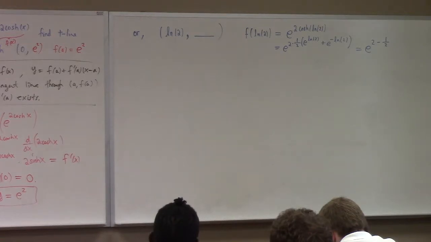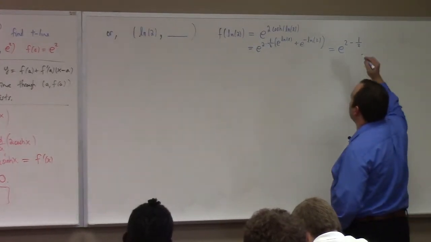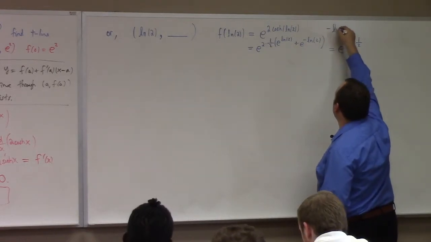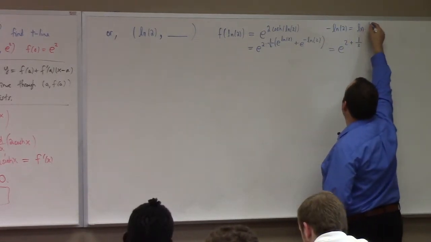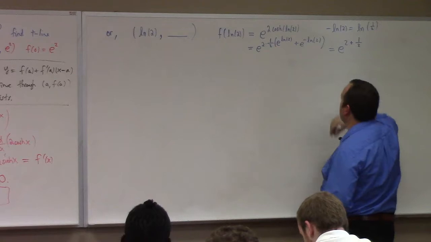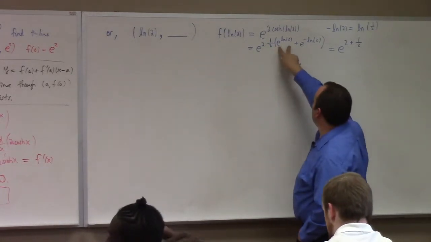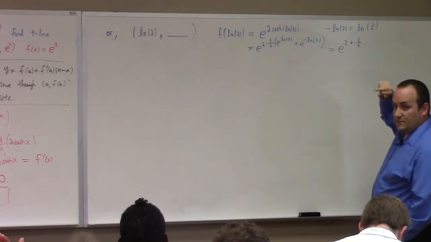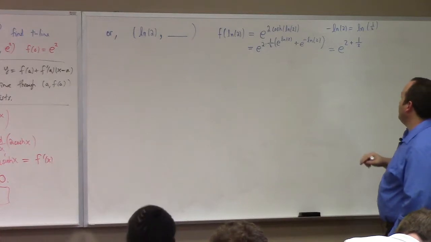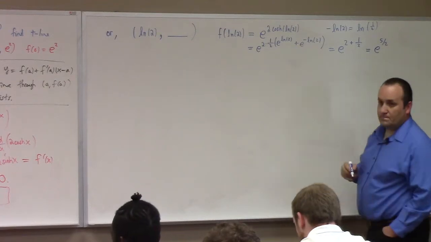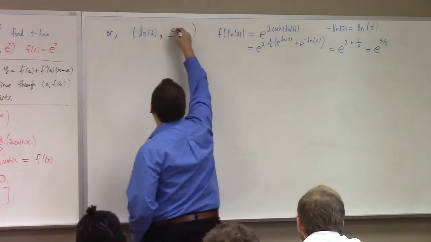I'm an idiot. That should be plus. The point is minus log 2 is the natural log of 1/2. So this is 2, that's 1/2. These cancel to give me 1. I've got 2 plus 1/2. With me? So this, of course, is e to the 5 halves. There you go. So apparently, e to the 5 halves.